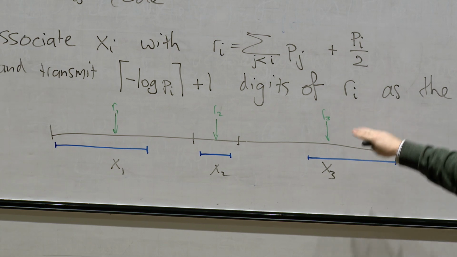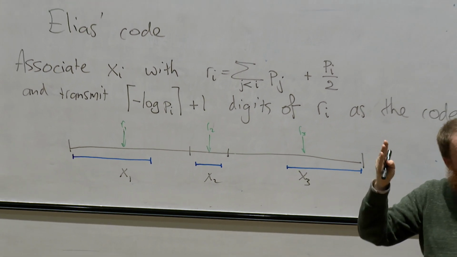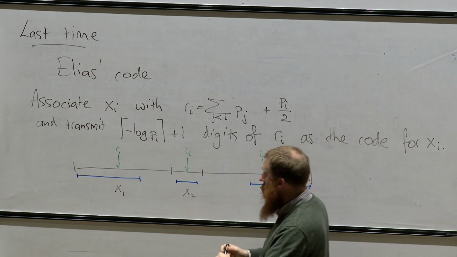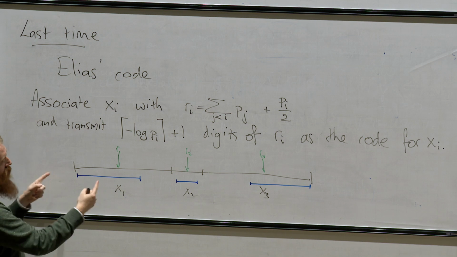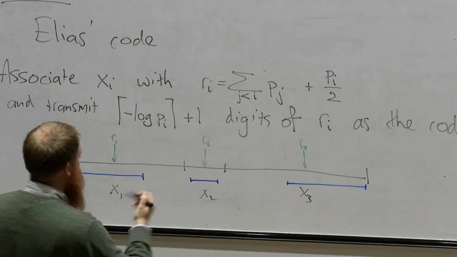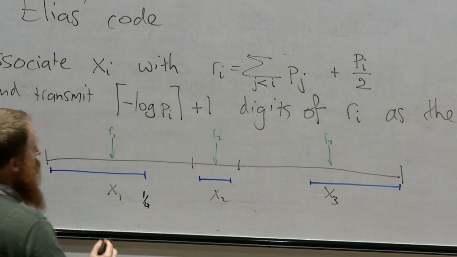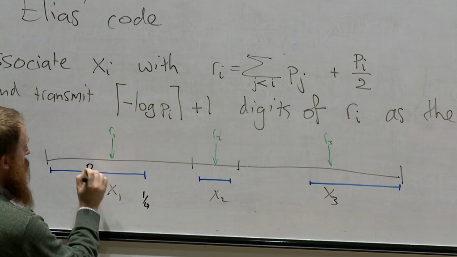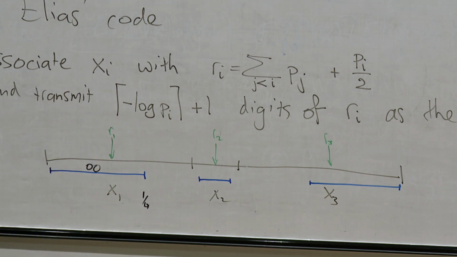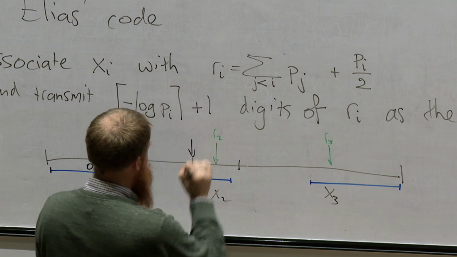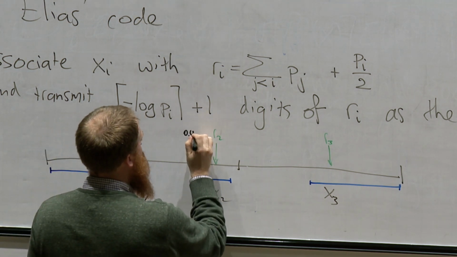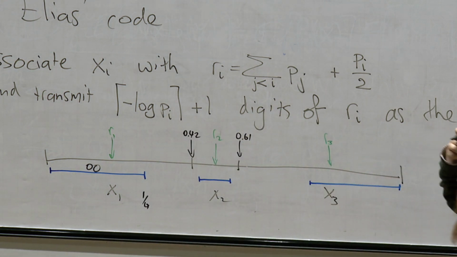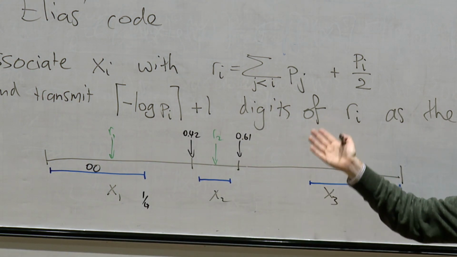And what do I do? I transmit enough digits so that I know where this code word is. So I might have to focus in. I transmit enough digits to know that I'm here. So if this was, for example, 1 over 4, then my code word associated with R1 is going to be 0, 0. So let's put some numbers in here, 0.42, 0.61. Let's assume that we have these probabilities. Why not? I'm just making some numbers up.